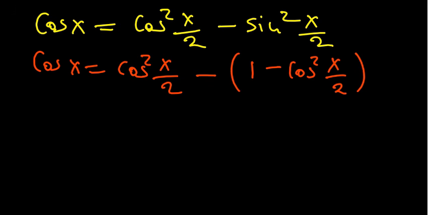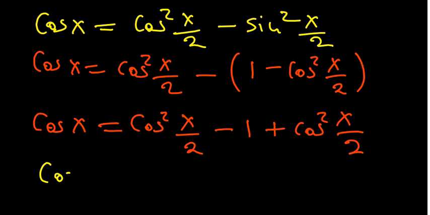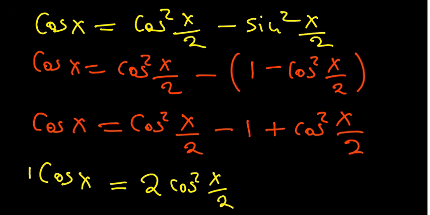Okay, this is now awesome. Cosine of x is equal to cosine squared x over 2 minus 1 and then plus cos squared x over 2. So all these things are very simple. We're just repeating the same things. So we now have cosine of x, and then you have 2 cosine squared of x over 2. Those are like terms. The 1 can go to the other side. It will be plus a 1.